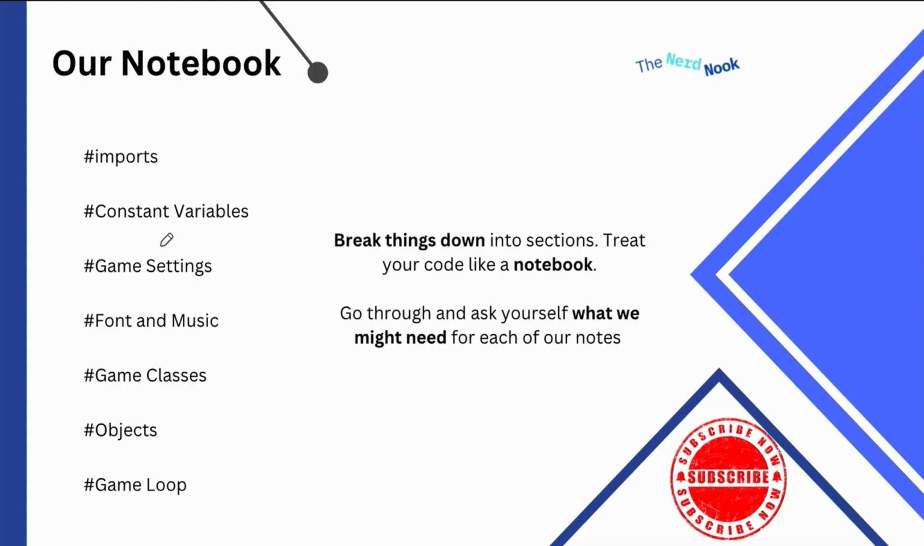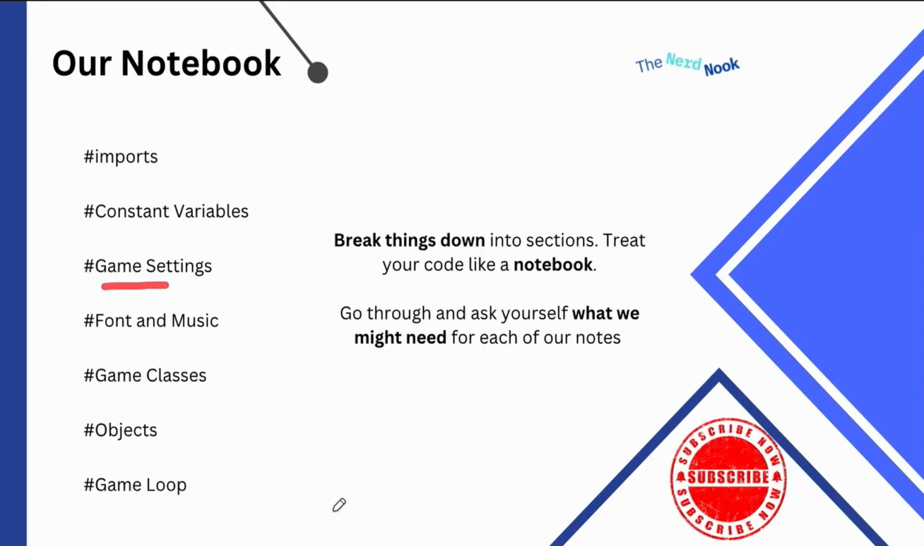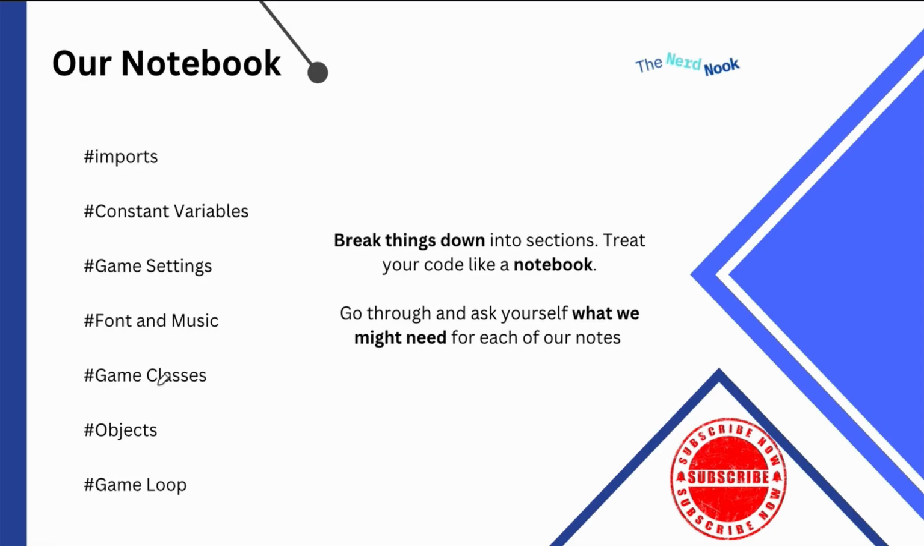So we begin with all of our imports. What are we using for this project? What are our constant variables, so what's never going to change? I could create my initial game settings. I want to load in any font or any music that we might use throughout. You can see that this is just like the game setup. Then we would create any game classes we need. Once you make your classes, we're into the objects and then our game loop. So in order, this is how I would set up my PyGame projects.